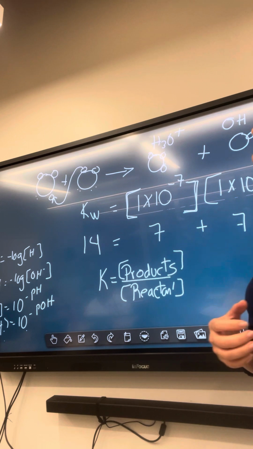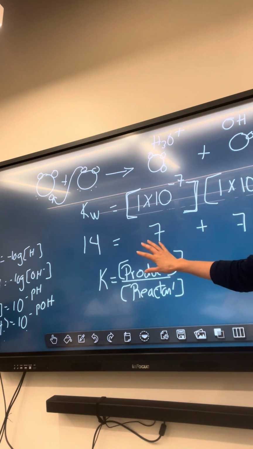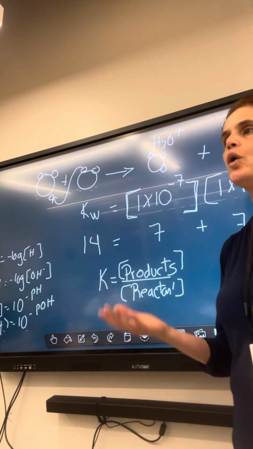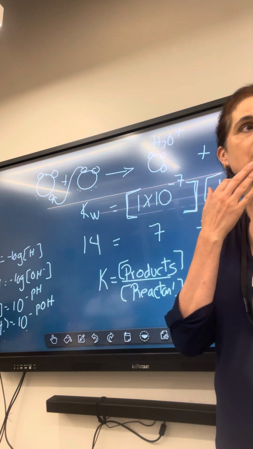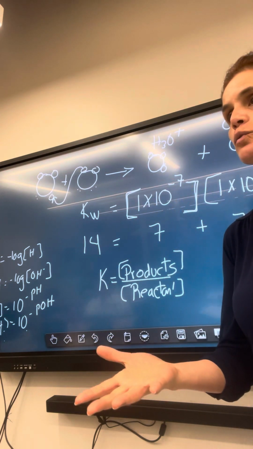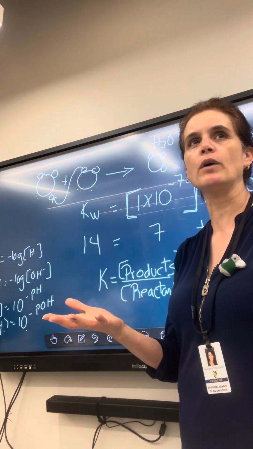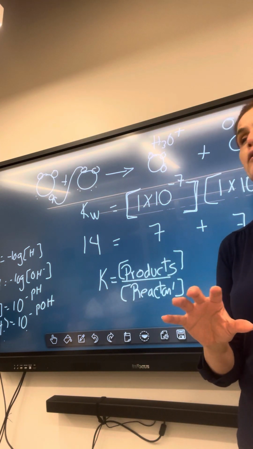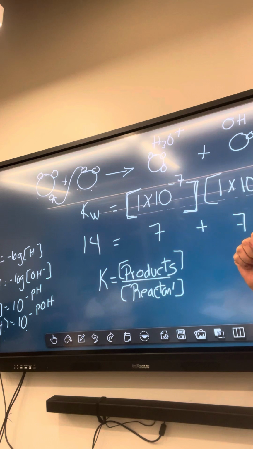If you have more products than reactants, will the number be greater than 1 or less than 1? Right? That makes sense. If we have more reactants than products, will the number be greater or smaller than 1? And that's very important. And that may be too conceptual for some people, but that is crazy important.